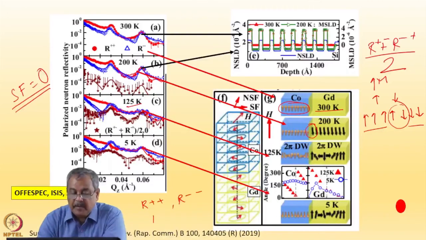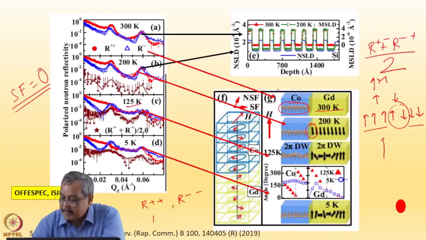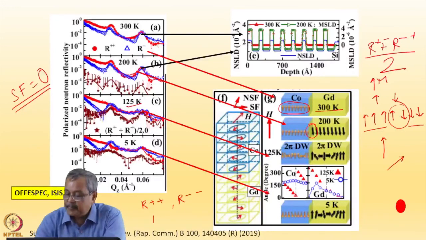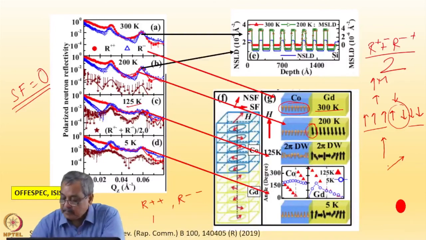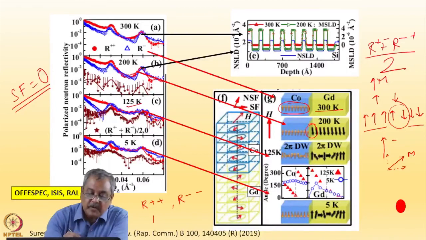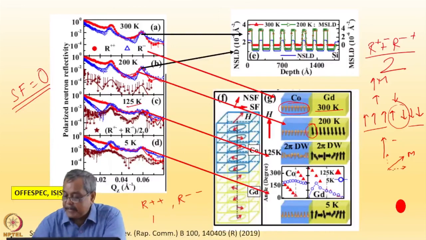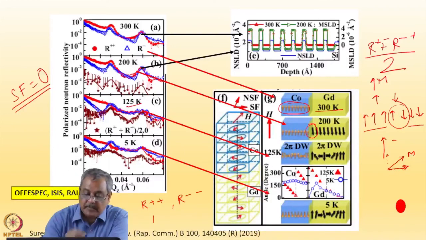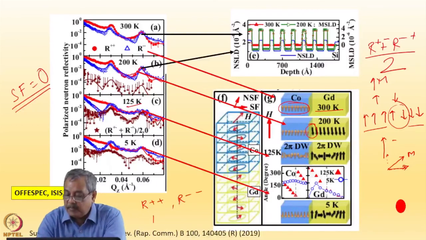Now the spin flip intensity is increasing, because now your magnetic moment, if this is the applied field, is at an angle with respect to the applied field, which can be broken up into two components. The magnetic moment, not the magnetic field, has two components: one along the field, which is the cause of the non-spin flip reflectivity, and a normal component which causes the spin flip. We can fit these two, and now please look at the structure you obtain at 125K. We get something like a two-dimensional domain wall structure.